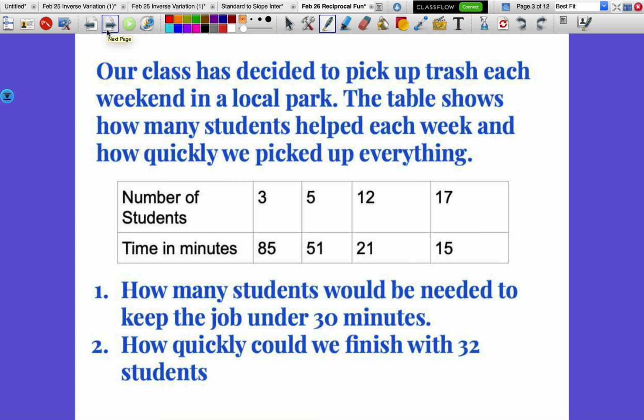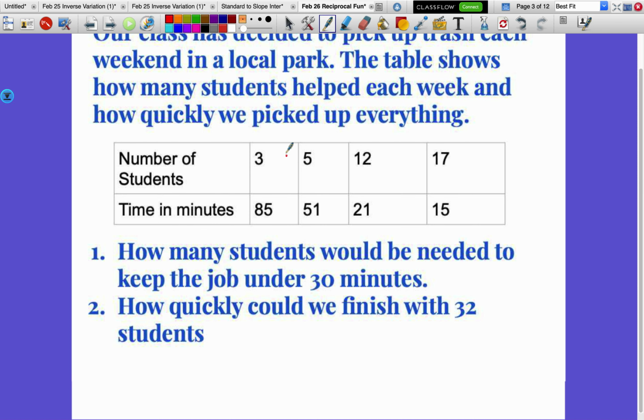All right, here's another quick word problem. Our class has decided to pick up trash each weekend in a local park. The table shows how many students helped each week and how quickly we picked up everything. Hopefully it makes sense that the more students come, the quicker the job gets done. We're going to assume the amount of trash in the park each week is fairly constant. We're just basically maintaining a level of cleanliness. So if only 3 students showed up, it took 85 minutes, 5 students took 51, and so on. How many students would be needed to keep the job under 30 minutes?